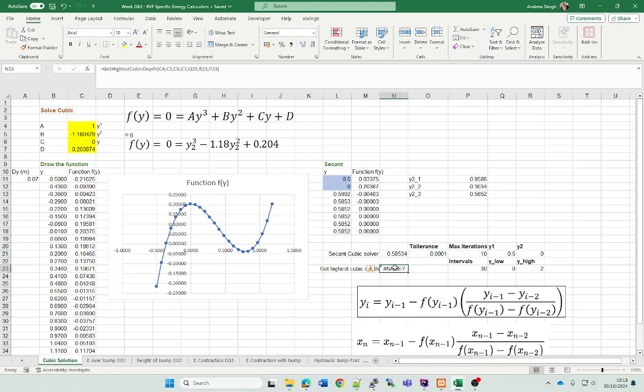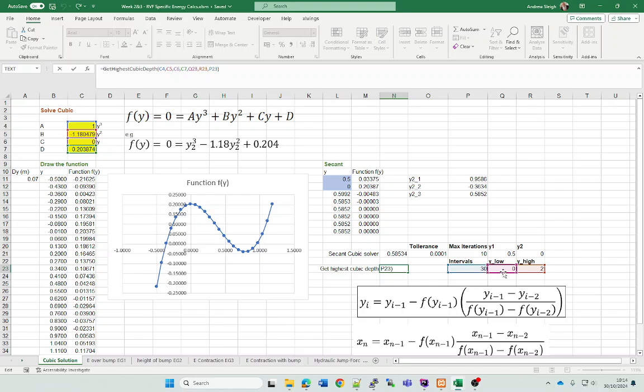Get highest cubic, not working, but we're going to click up there. We look at the parameters that you can put in there. You put in the ABCDs, you put in the intervals. That's how many times it's going to try between the maximum and the minimum. So 0 and 2, so we'll split it into 30. Okay, try a higher number if something's not working, but 30 works about right for most calculations.